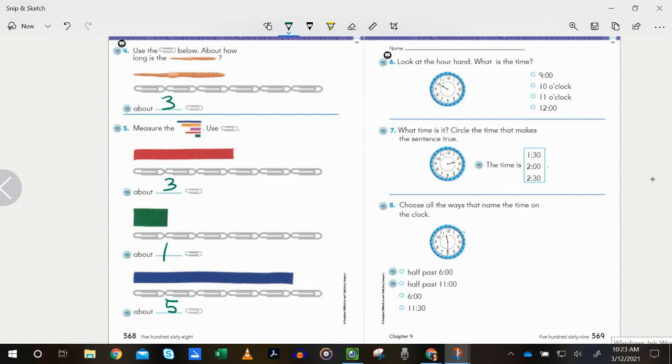Look at the hour hand. What is the time? We see the hour hand is pointing to the 10, and when it's right on a number, we know it's o'clock. So this is 10 o'clock.